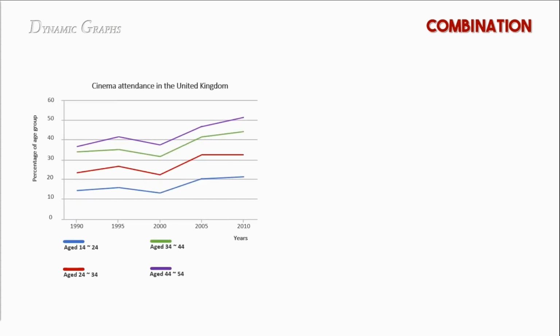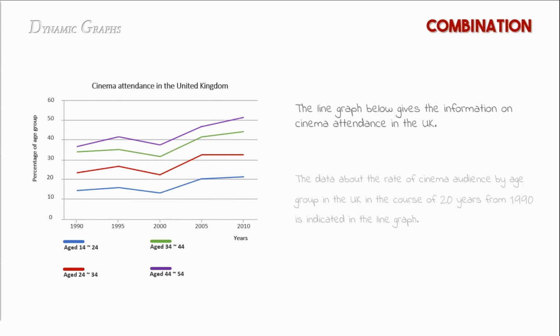Since our goal is to get a mark of 9.0, we have to use the combination strategy using all three strategies mentioned earlier. So the line graph below gives the information on cinema attendance in the UK is written as the data about the rate of cinema audience by age group in the UK in the course of 20 years from 1990 is indicated in the line graph. So that's how simple it is to write an introduction with a 9.0 mark.